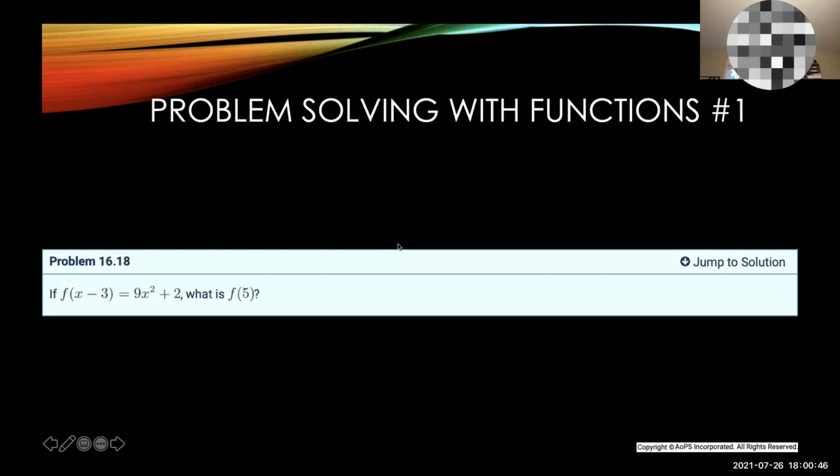And now we're going to keep moving on with some problem solving problems. So if f of x minus 3 equals 9x squared plus 2, what is f of 5? I'll give you guys, again, 5 to 6 minutes on this problem, and then I'll go over it.